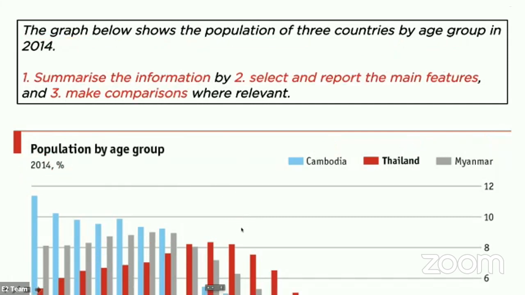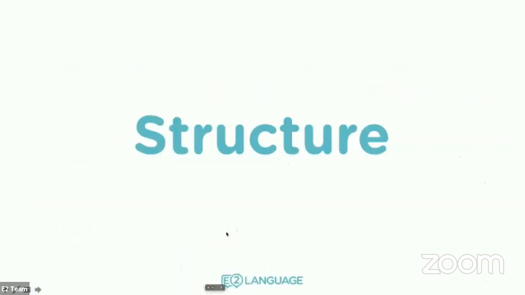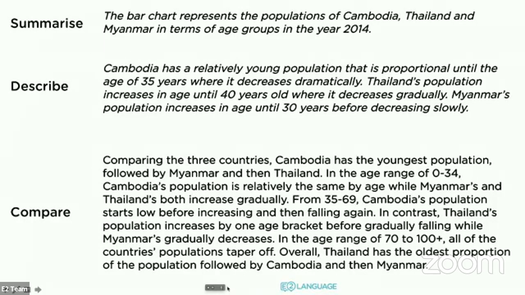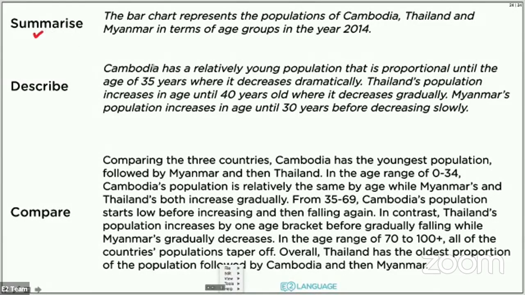Okay, that's fine. Now what we need to do is summarize the information, select and report the main features, make comparisons. So we need a structure for this. Structure is going to have 3 parts. We're going to summarize, describe, and compare. So what it's going to look like on test day will be this. We're going to have a first sentence up here, a summary sentence, just a single sentence, 1 or 2 sentences, typically just 1 sentence. Then we're going to describe the main trends or the key features of that graph we just looked at. In the third part, we're going to compare.